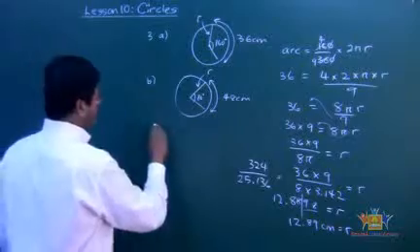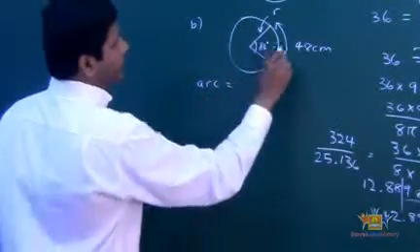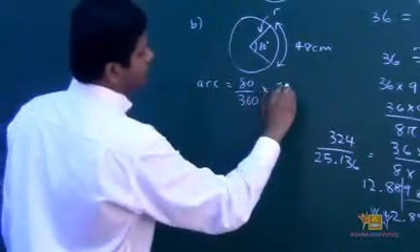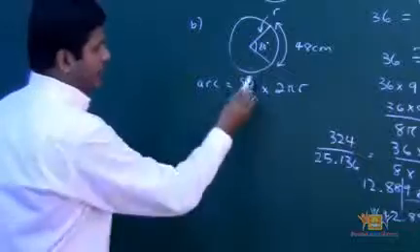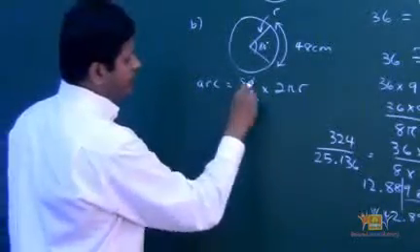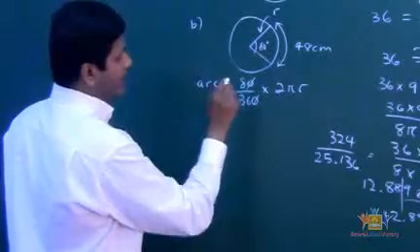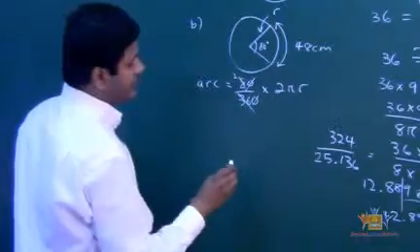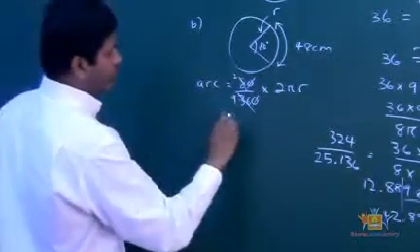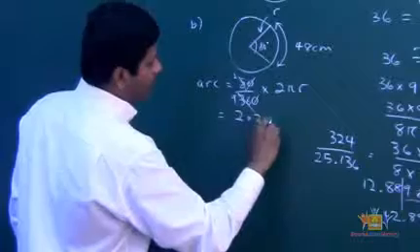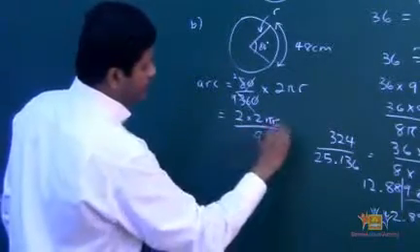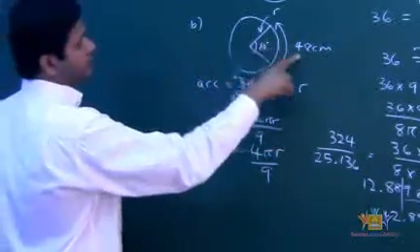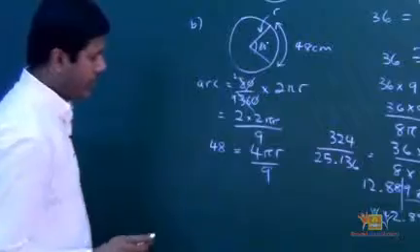Again, we're going to put the formula first. Arc equals 80 over 360 times 2 pi r. Let's simplify. The zeros cancel out. I can divide 8 by 4, which gives me 2, and 36 divided by 4 gives me 9. So that makes it 2 times 2 pi r over 9, which is 4 pi r over 9. And the arc is 48, so I can put 48. And I'm looking for r.